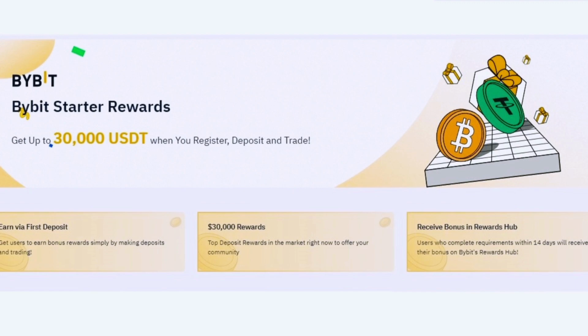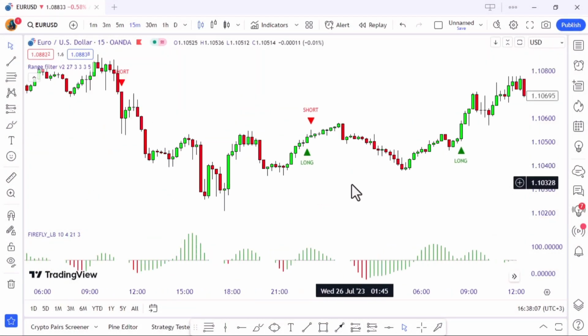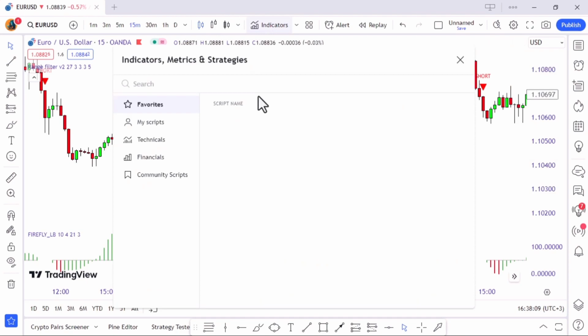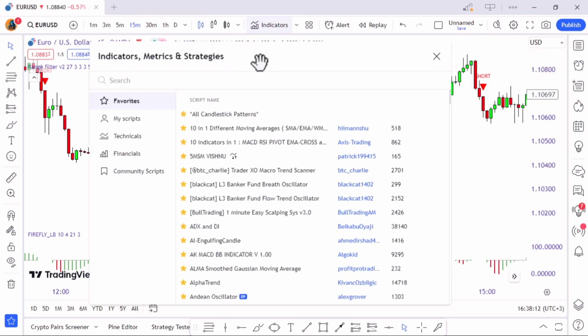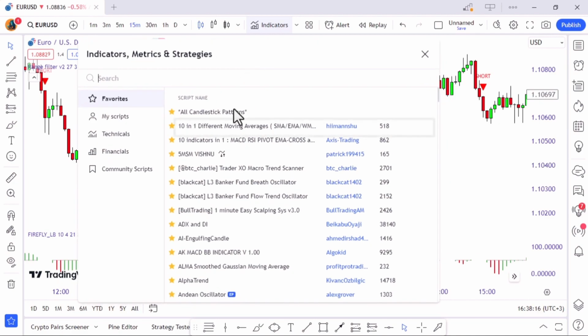Let's make those trades count together. Here's the icing on the cake. Introducing a third indicator. I previously talked a lot about it and used it a lot on the TradingView platform, and the name is 10-in-1 moving averages.